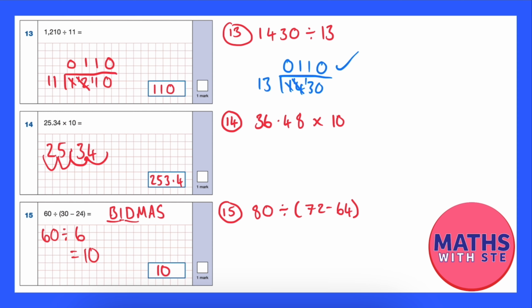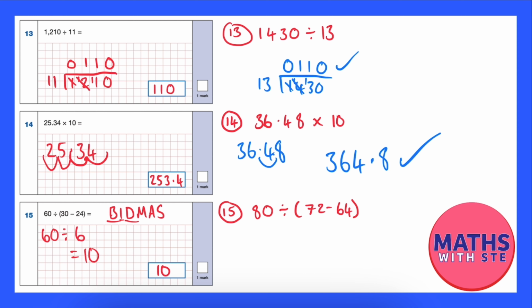Great, okay, so like we said before, this one's going to be times by 10, so we're going to move it 1 place to the right. So with that in mind, let's do that. 36.48, 1 place to the right, that's where the point will be. So then it's going to be 364.8. And there you go, there's the answer to that one.